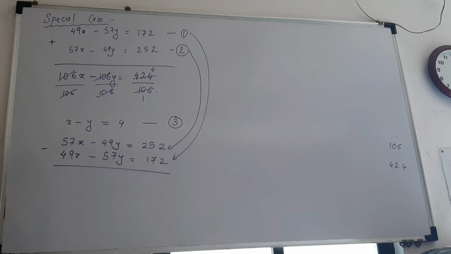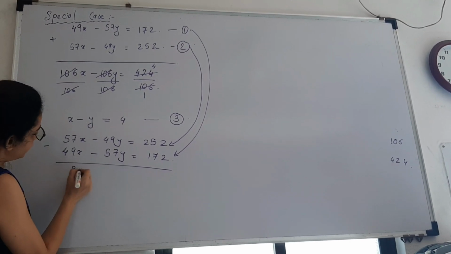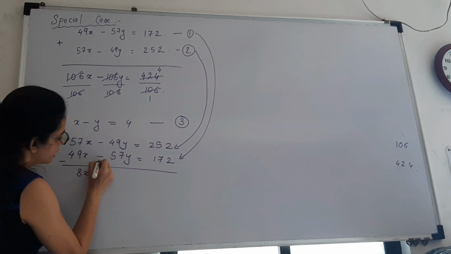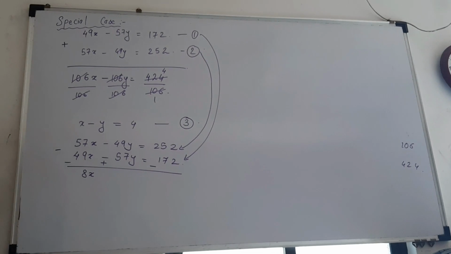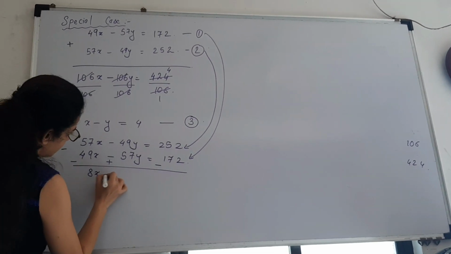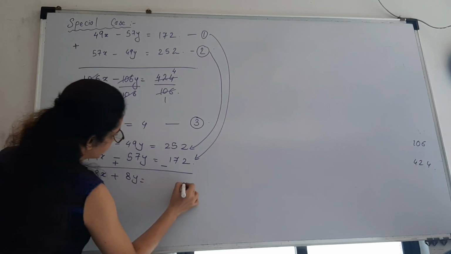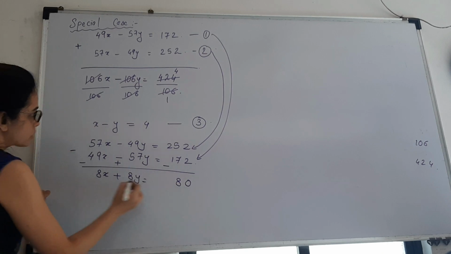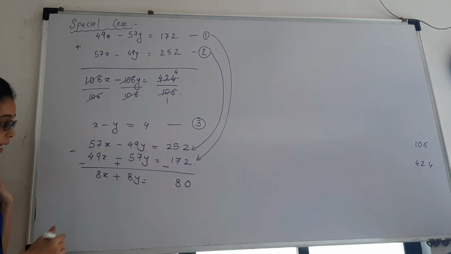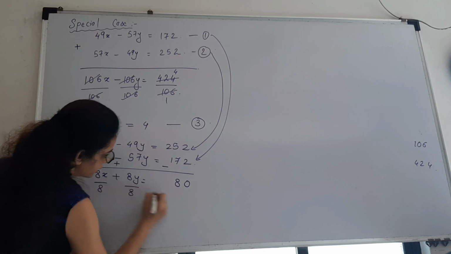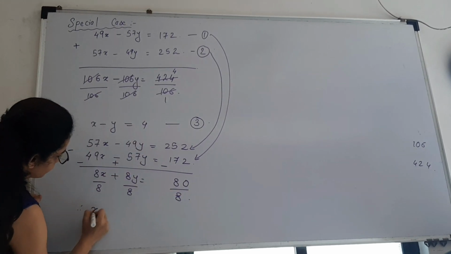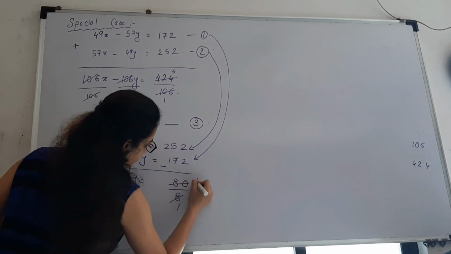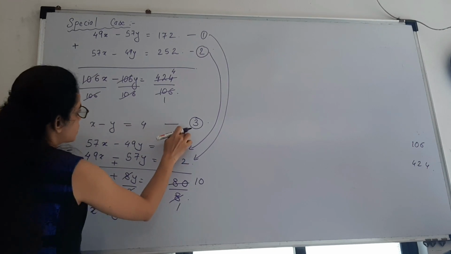So how much is that? 8x minus, when I subtract, this one comes plus, this one turns minus. So how much is it coming up? Plus 8y is equal to 80. Correct? Now, is it divisible by 8? Looks like it. So let's divide this by 8. So the answer is x plus y is equal to 10. So this was equation 3.